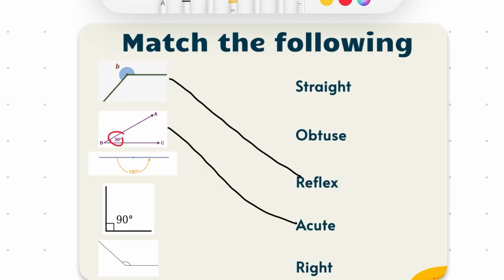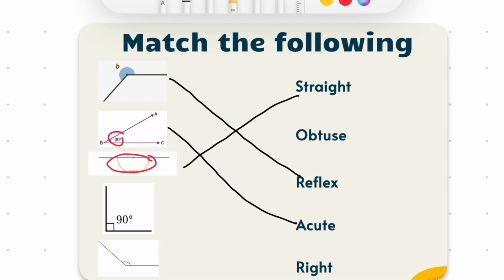What about the third diagram? This time, we see that it's equal to 180 degrees. Remember that anytime you are dealing with 180, you have a straight angle. Straight angles always are straight lines. So this is a straight angle.